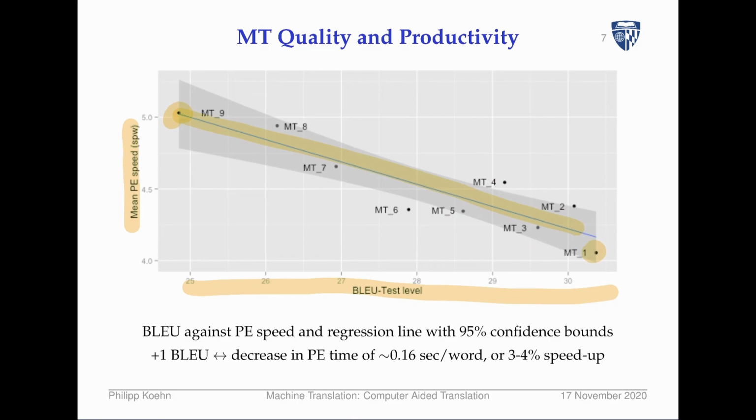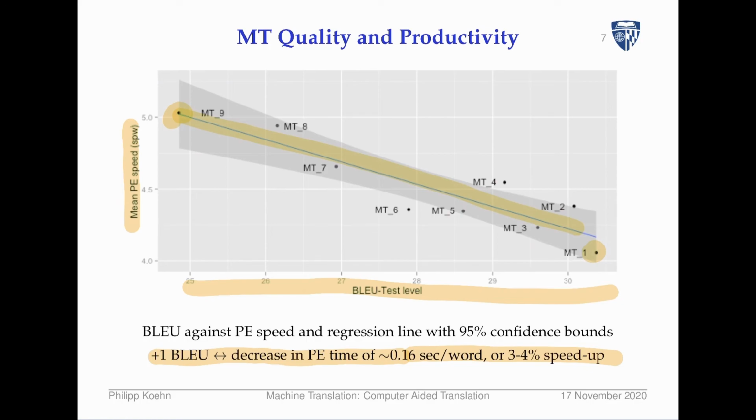So here is the take-home message. If you have a machine translation system that is 1 BLEU point better, you decrease machine translation post-editing time by about 0.2 seconds per word, or 3 to 4%. So that's kind of the handy rule we wanted to end up with in this study.